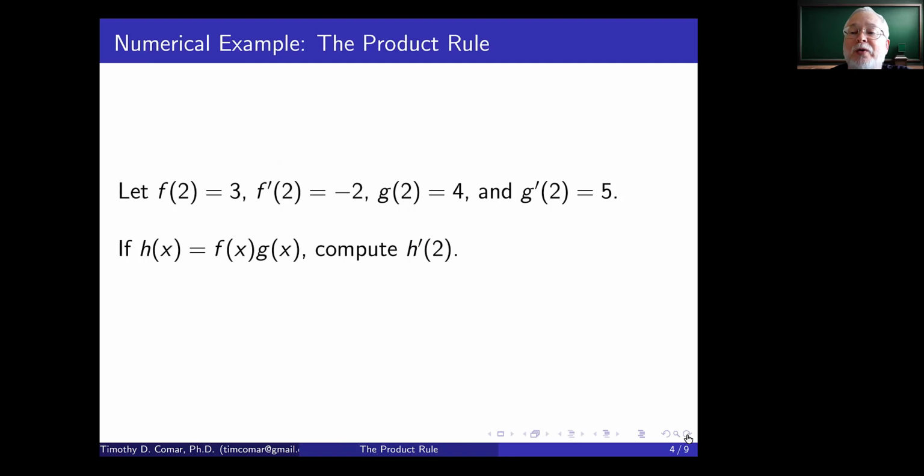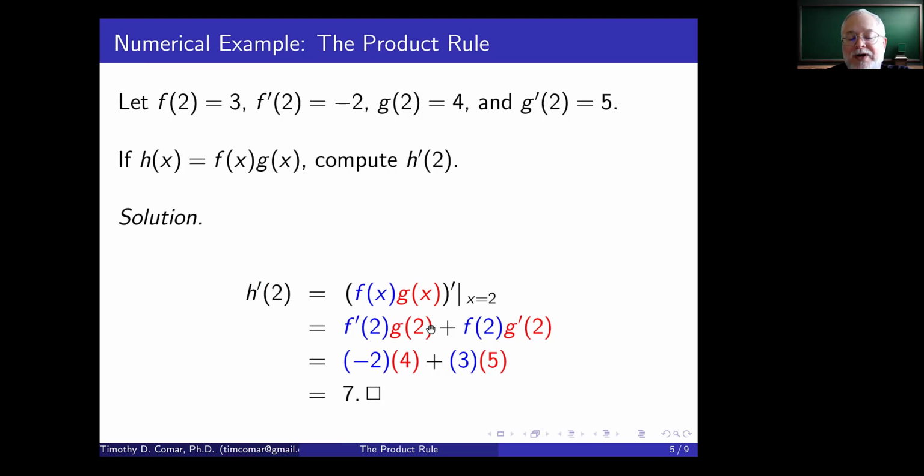So first, we're going to look at a numerical example. Here we're given a couple function values and derivative values. We have f of 2 is 3, f prime of 2 is negative 2, g of 2 is 4, and g prime of 2 is 5. If h is the product of f and g, we want to compute h prime of 2.